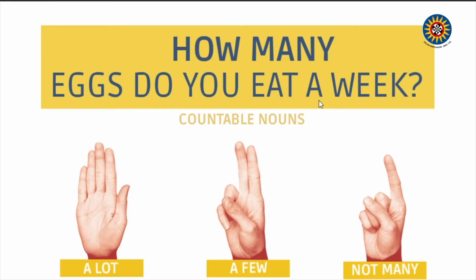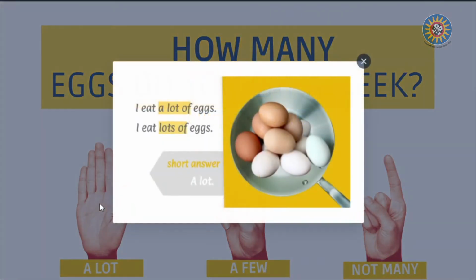There are many ways to answer this question. Here we are going to see how to answer using the quantifiers a lot, a few, and not many. Let's see the example with the quantifier a lot. You can say, I eat a lot of eggs a day, or I eat lots of eggs, or just give a short answer like a lot.